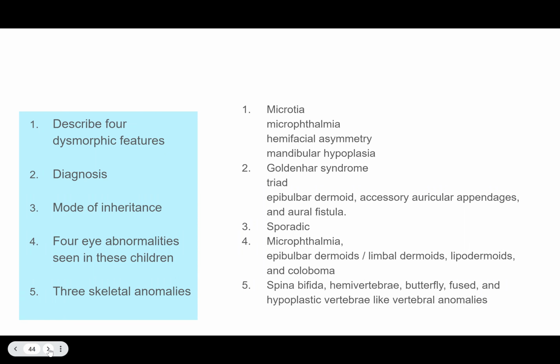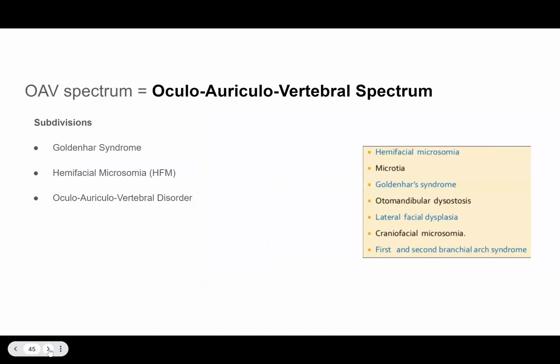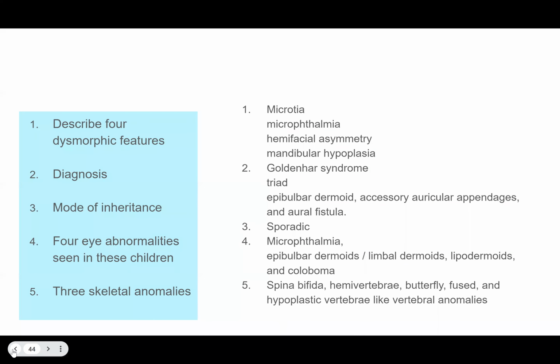Now, this is often mentioned as a spectrum, the oculo-auriculo-vertebral spectrum. So, most of the children will have some vertebral component. So what is the vertebral anomaly? Spina bifida can be there, or hemivertebrae, butterfly, fused and hypoplastic vertebrae are the vertebral anomalies. And some of the children might have some skull anomalies also. There can be craniosynostosis, for example.